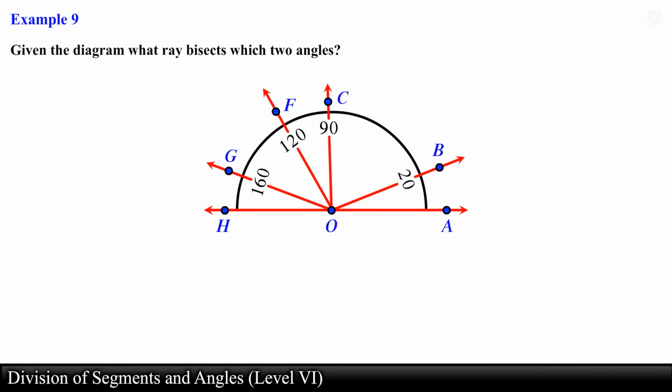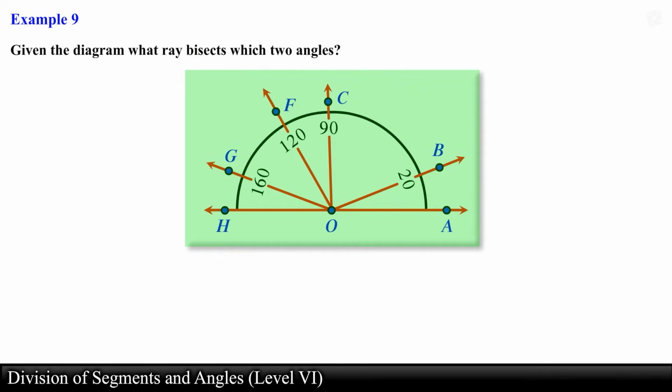Alright, let's end the video with a final example. Given the diagram, what ray bisects which two angles? In this problem, we are provided with a diagram with various angle measurements. We are asked to determine an angle bisector and name the angles that are bisected.